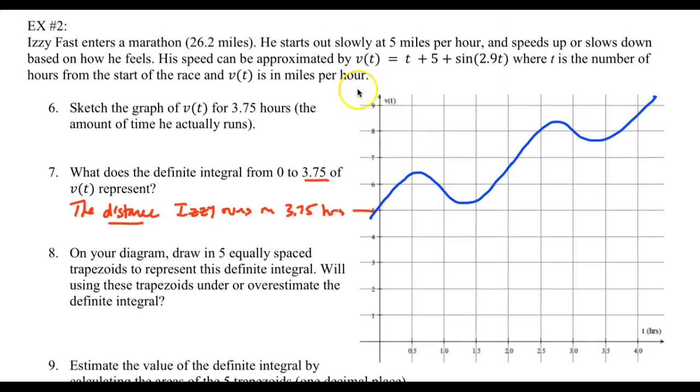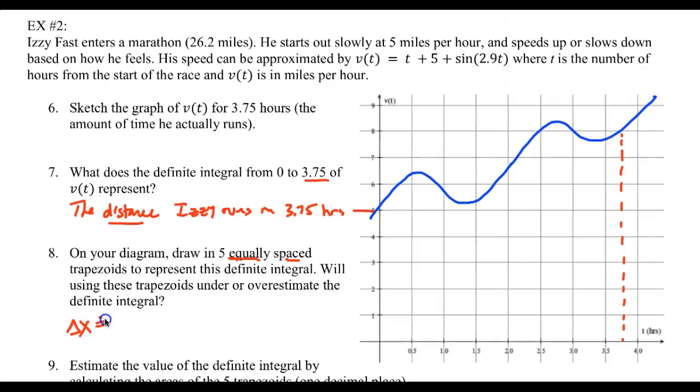All right, and we want to draw 5 trapezoids here. So 5 trapezoids. I want it to end at 3.75. I need to divide this into 5 equal regions. So how do I figure out what my base is going to be? Because remember, I need to have equally spaced trapezoids. Remember that delta x, which is my base, right?